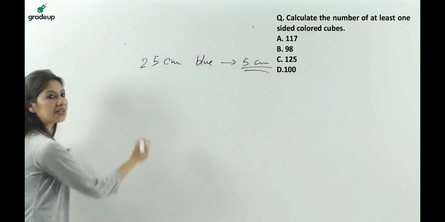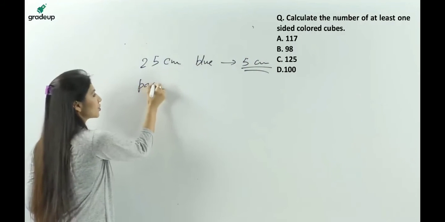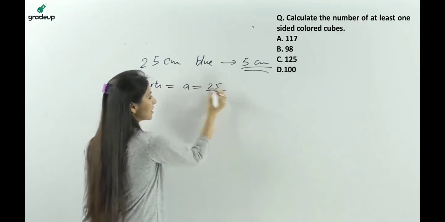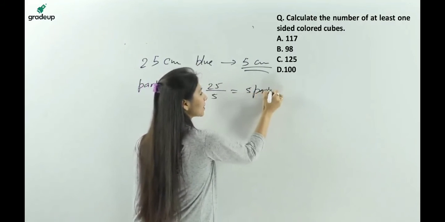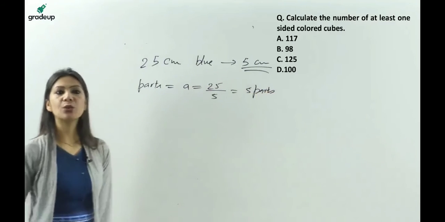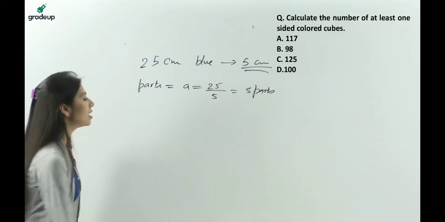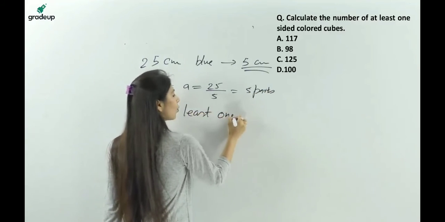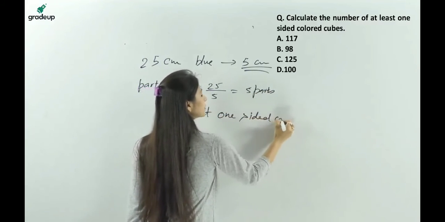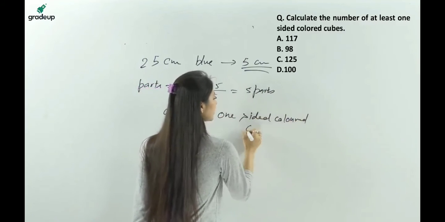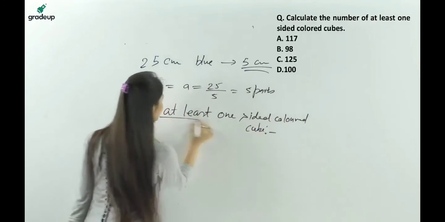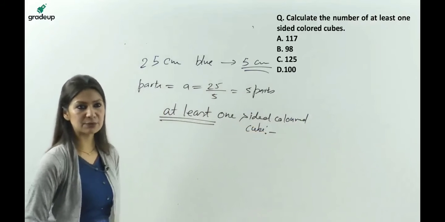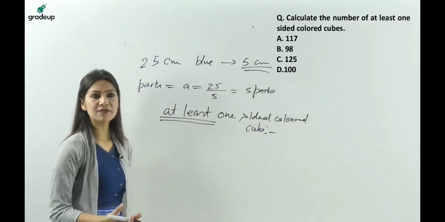Okay, so definitely you will first find out the number of parts. The parts is A, which you can obtain after dividing it. So I am having 5 parts. Now the question is to calculate at least one-sided. Now this one is really important. At least one-sided colored cube. So this 'at least' is something really important, that if I have mentioned at least, definitely there will be some meaning of this at least.